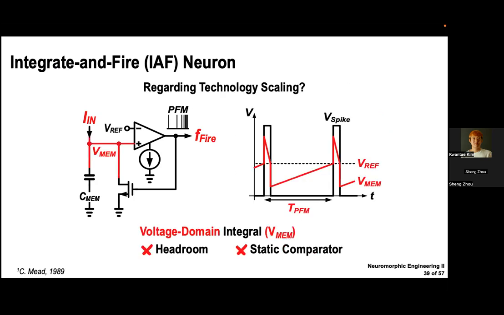And regarding technology scaling, this integrate-and-fire neuron is still a voltage-domain integral-based one. So it suffers from a headroom issue, because this transistor should be ensured a sufficient VDS, and the input current transistors also should be ensured sufficient headroom for the voltage difference. And most of all, it uses a static comparator, which is power consuming compared to a dynamic comparator.